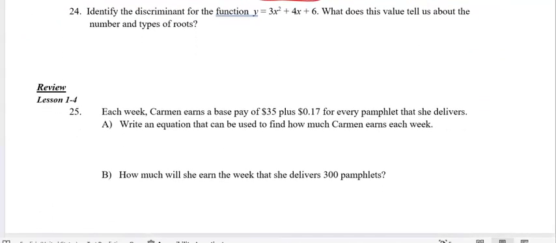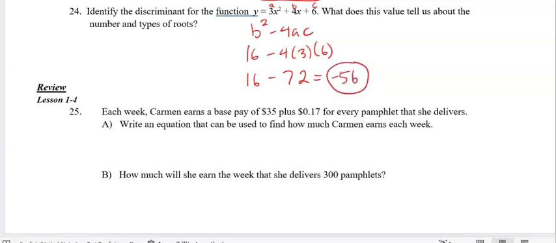24. The discriminant is just this part of the quadratic formula, just that part, not the radical. And again, a is 3, b is 4, c is 6 if we're in standard form, which we are. So let's see, b squared is 16 minus 4 times 3 times 6. All right, so 16 minus 4 times 3 is 12 times 6 is 72. So the answer for the discriminant will be negative 56.